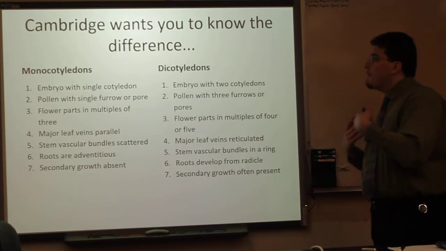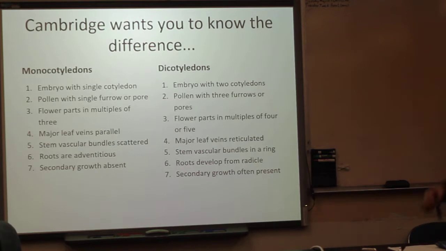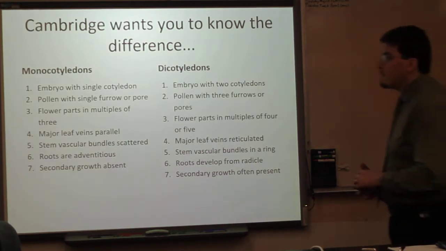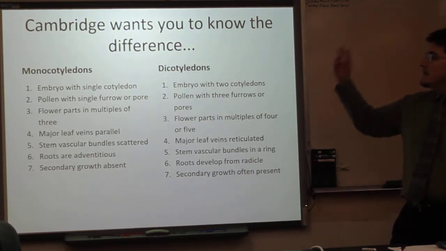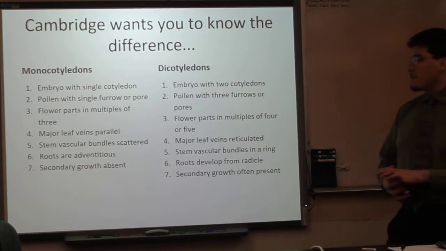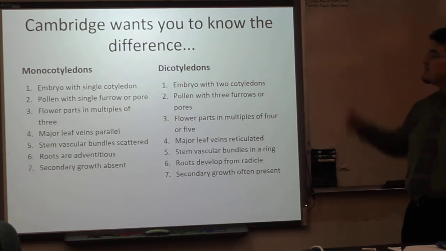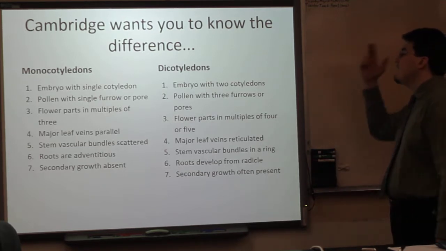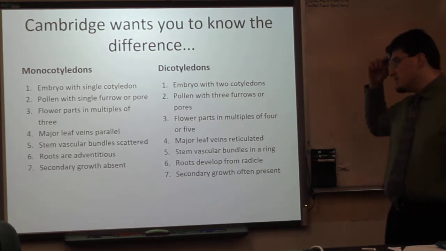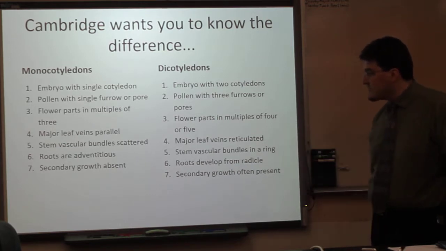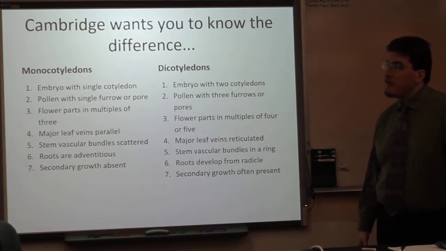So the difference between a monocot and a dicot, just broad strokes overview. Monocots are embryos with a single cotyledon, pollen with a single furrow or pore, flower parts in multiples of 3, major leaf veins in parallel, stems and vascular bundles are scattered, and the roots are adventitious and secondary growth is absent. In a dicot, the embryo has 2 cotyledons, seed leaves. The pollen has 3 furrows or pores, flower parts are multiples of 4 or 5, and the major leaf veins are reticulated. The stem vascular bundles are in a ring pattern, and the roots develop from a radicle, and the secondary growth is often present.